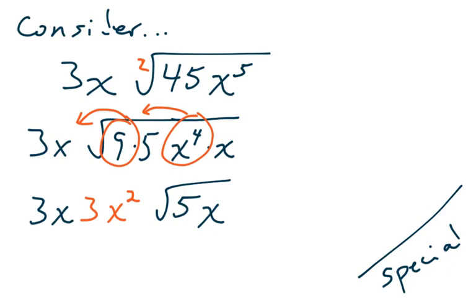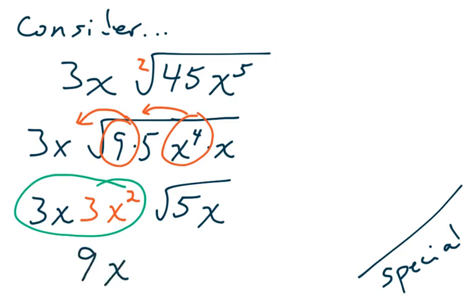But now that we're on the outside of this expression, we're able to simplify. And so, yeah, you can simplify 3x times 3x squared. You would multiply the numbers, and you would add the exponents. So you end up with 9x cubed, and then root 5x.